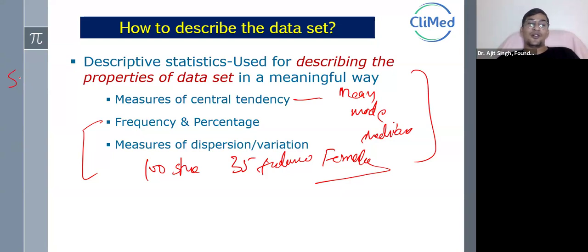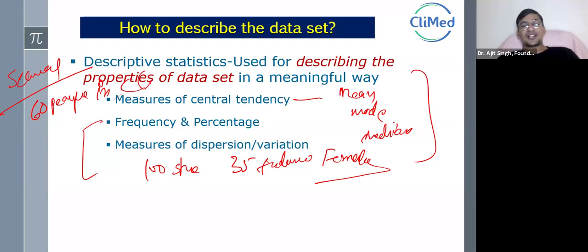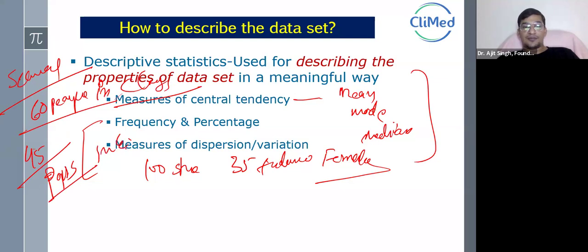Okay, now second question. I'm sorry, guys. Suppose there are 60 people in the class. Out of 60, 45 passed the exam. Only 45 are pass in exam. What is the frequency? What is the percentage? Tell me. Fast, fast.